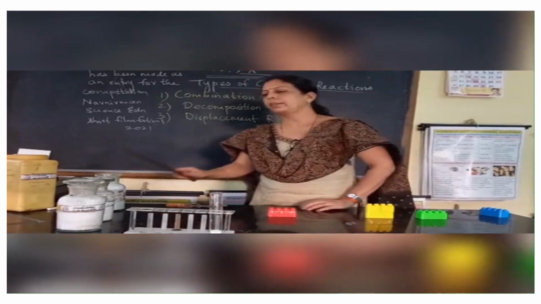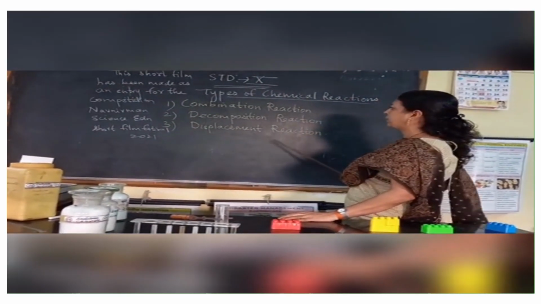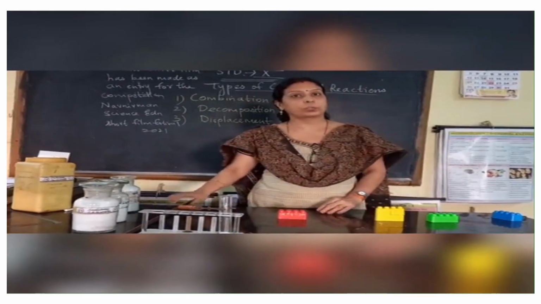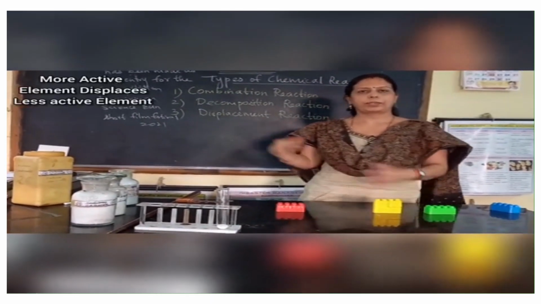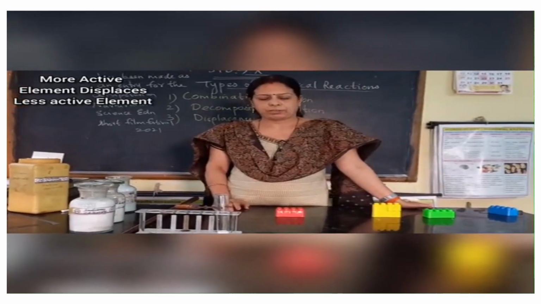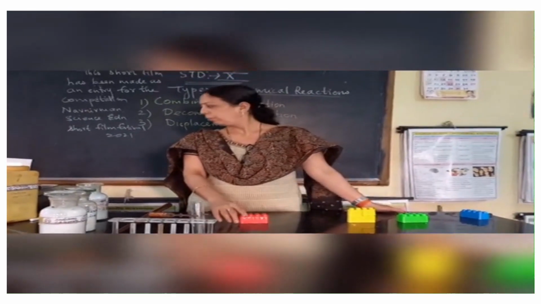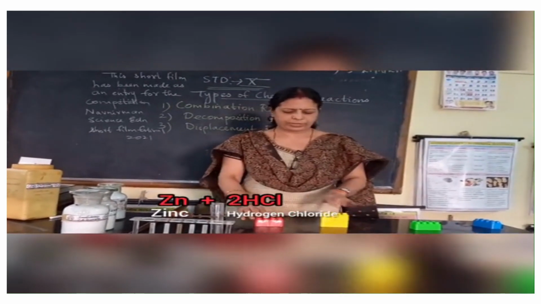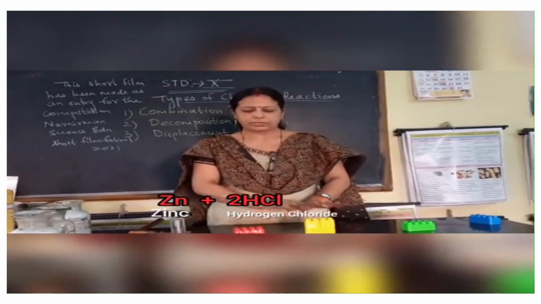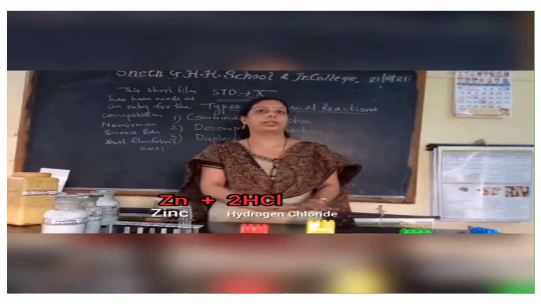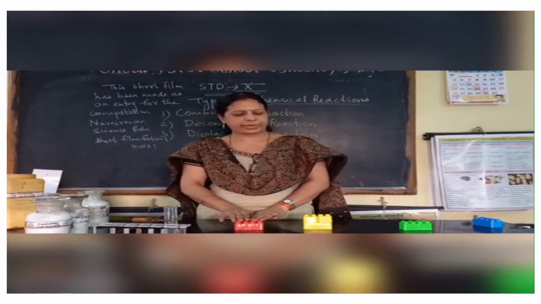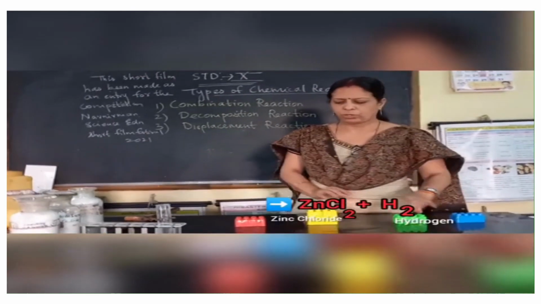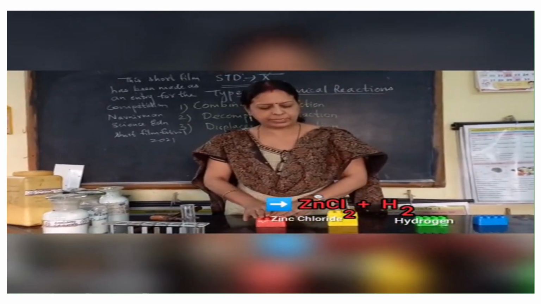Now let us understand the third type of reaction, that is displacement reaction. Here also from the word itself you can understand when something is displaced or moved, that is known as displacement reaction. For example, this is zinc, suppose it reacts with hydrogen chloride. Now, since zinc is more reactive than hydrogen, it will try to displace hydrogen. So what is formed? Zinc chloride plus hydrogen is given. So we can say that zinc has displaced hydrogen.